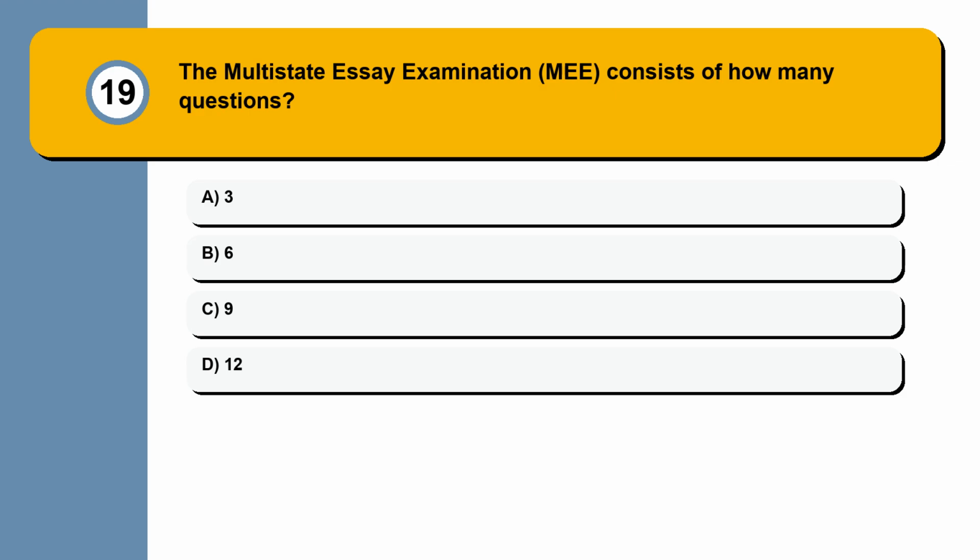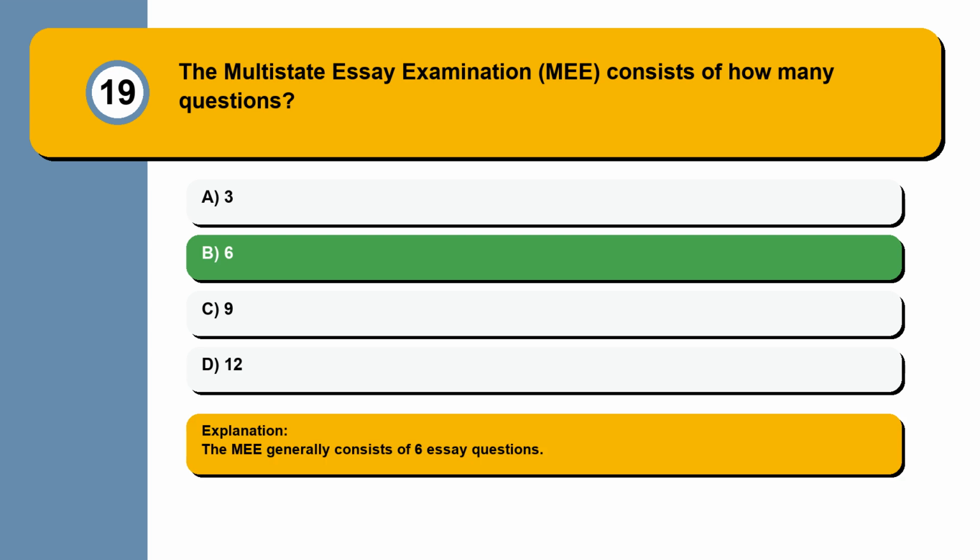Question 19. The Multistate Essay Examination, ME, consists of how many questions? 3, 6, 9, 12. The ME generally consists of 6 essay questions.